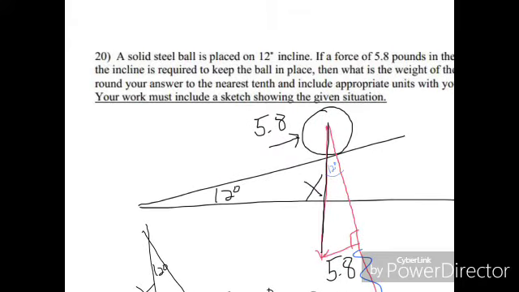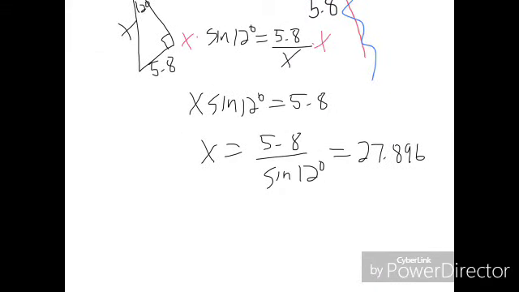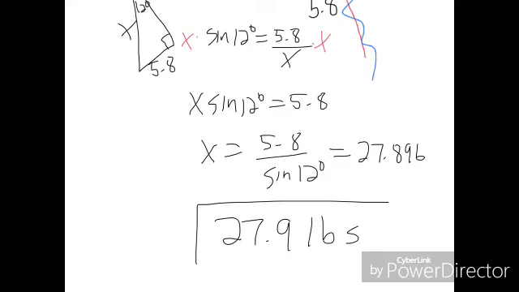Nearest tenth, include appropriate units. The units again are pounds to the nearest tenth. That's what I needed to see. So our final answer is, to the nearest tenth, 27.9 pounds. Okay, that completes this review. I wish you luck on your final.